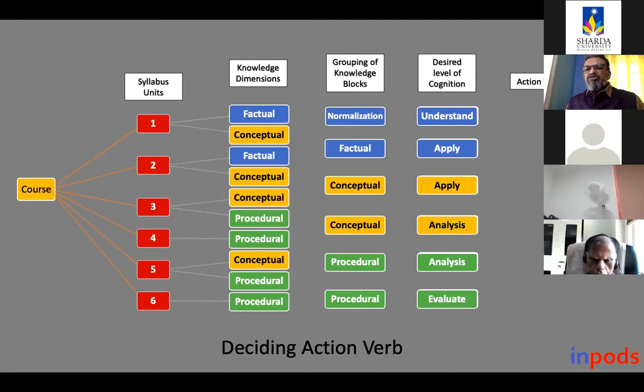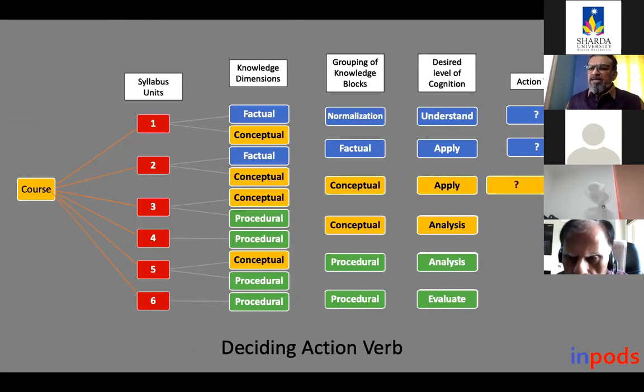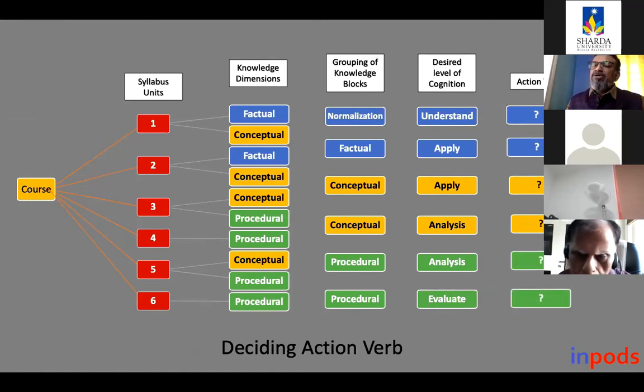So the next step is, once a desired level of cognition is identified, you can decide what action verb you want to consider there, interpret or classify, right? You want to ask them to calculate something or implement something. These are the decisions to be taken to see how you are going to design your assessments, because these inputs will go into designing the questions. That's why thinking about the cognitive process is very important here.